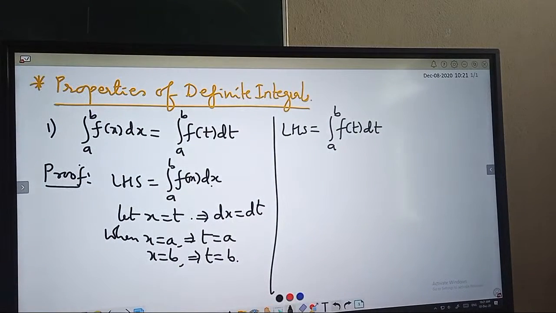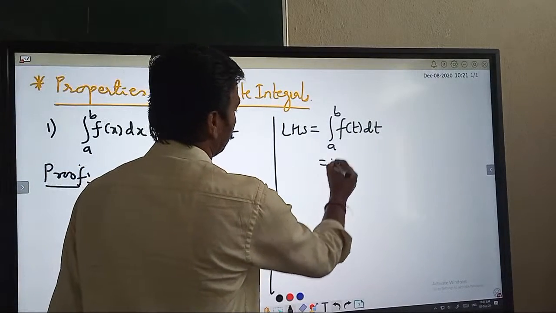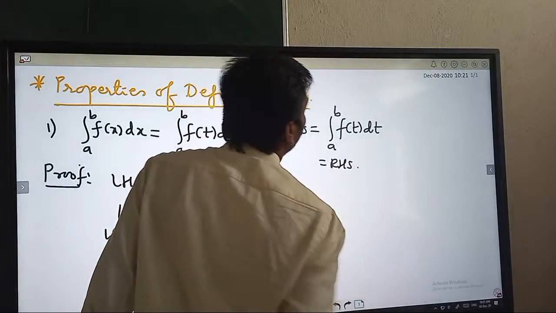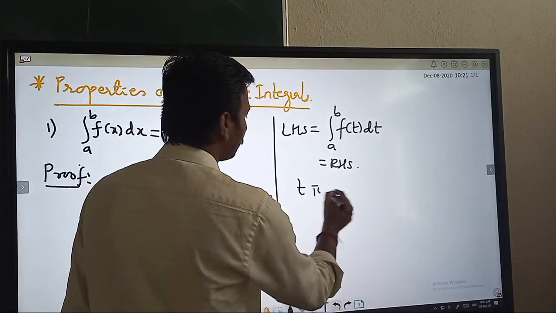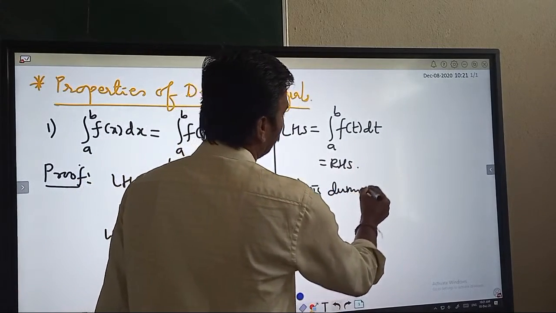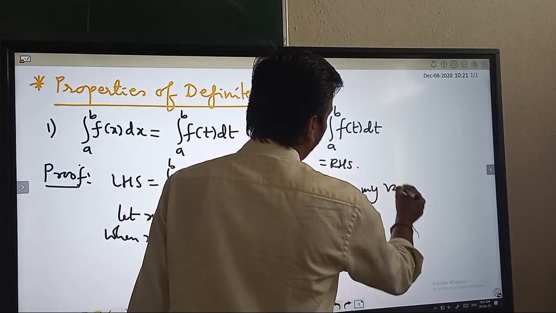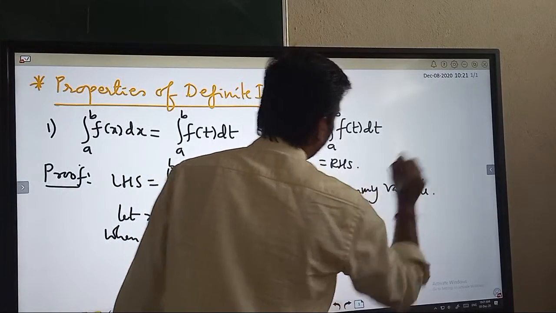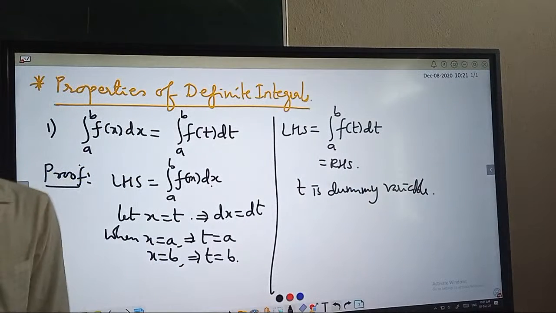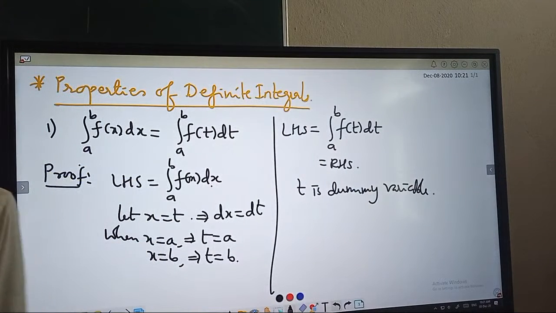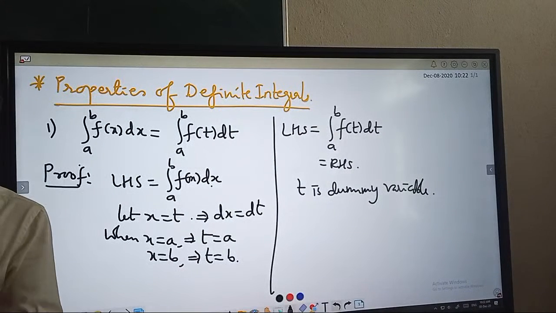What about this? It is the same as the RHS. So here you can also call t a dummy variable. Yes, please note down this. It is the first property, a very easy property. It looks like a dummy only.